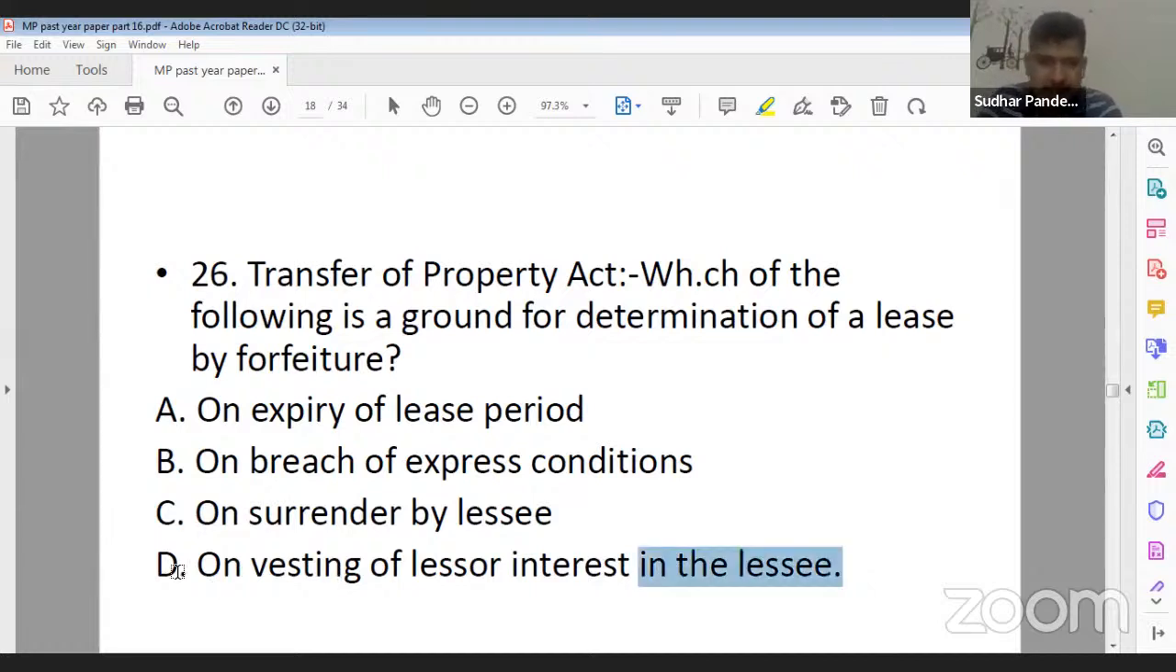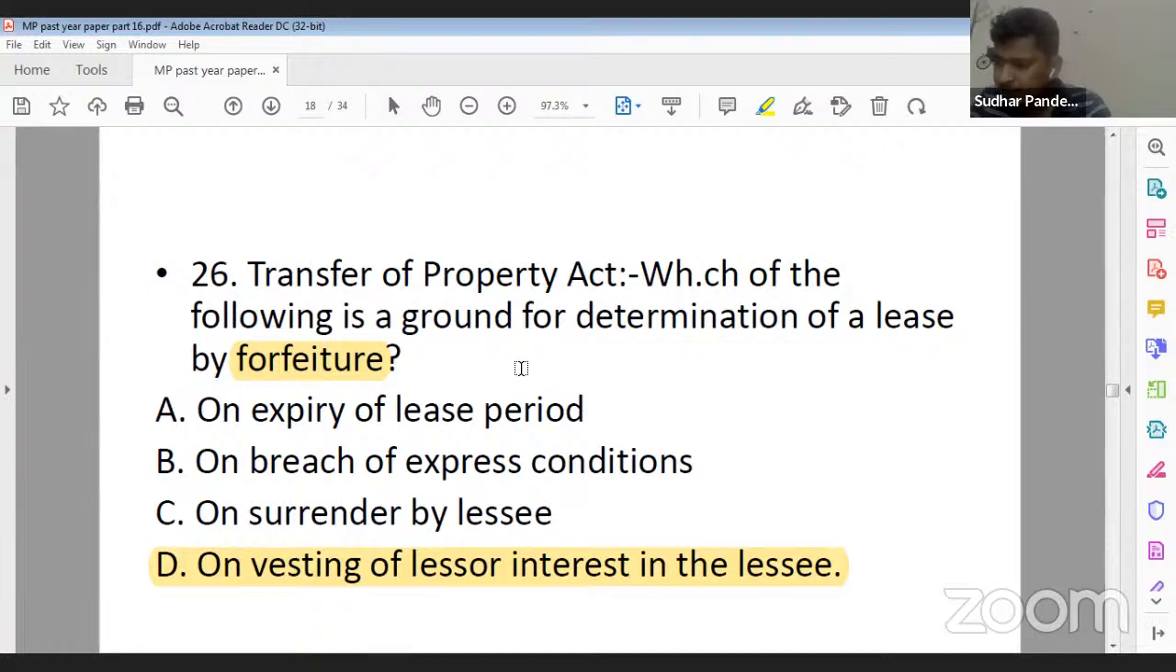Chaliye. Its correct answer is your D for Delhi. That is on vesting of lessor's interest in the lessee. Now, if you people know the meaning of the term forfeiture, forfeiture means a person acquires the right of another person, right? Yes, Ankita Gupta ji, 26 ka D is the correct answer, right?